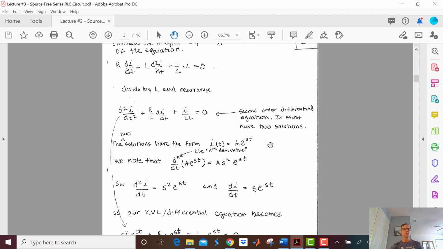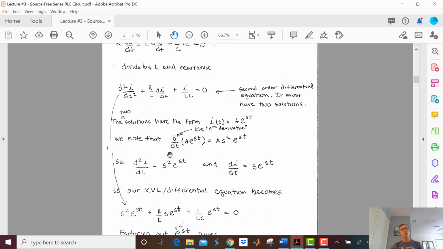So what I'm going to do is, first of all, I'm going to note that if I know that this is the form of the solution, I can also write an expression for the derivative, for di/dt, because the derivative of this expression with respect to time is going to just be As times e to the st. And the second derivative with respect to time is going to be A s squared e to the st, because remember, we're taking the derivative with respect to time.